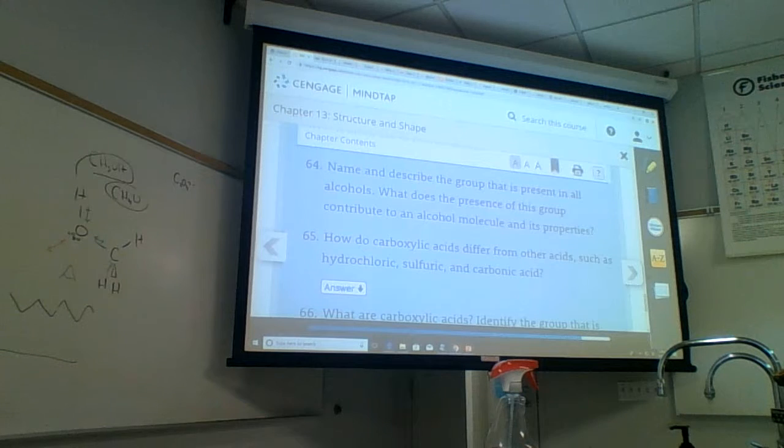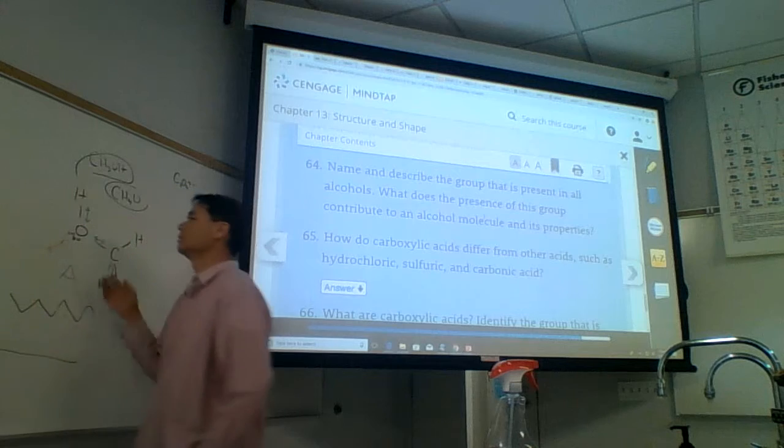Name and describe the group that is present in all alcohols. What's the name of the group that's present in all alcohols? I told you and then you told me. Hydroxyl. The hydroxyl group is present in all alcohols. What does it look like? It's a COH linkage. What does the presence of this group contribute to an alcohol molecule and its properties? Well, it's going to contribute to polarity for sure. That's a physical property.